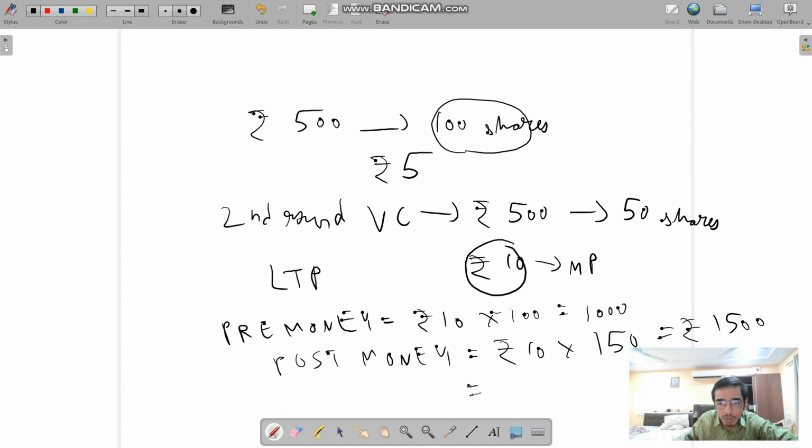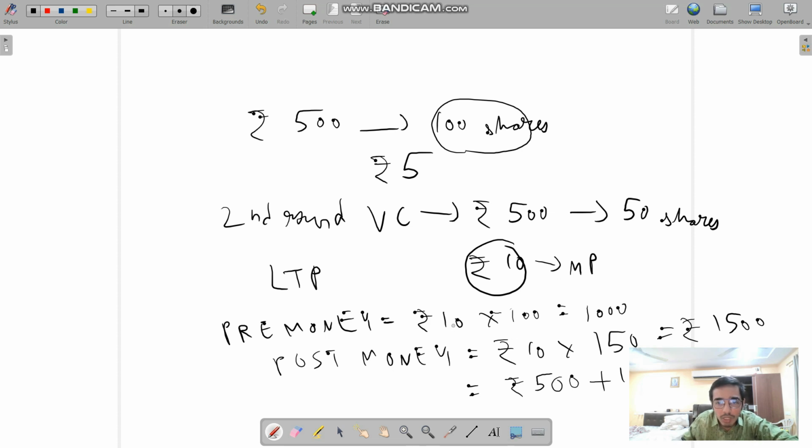Another formula for post-money valuation will be the amount invested by the VC, which is nothing but 500, plus the pre-money valuation, which is nothing but 1000. This also again comes to 1500.